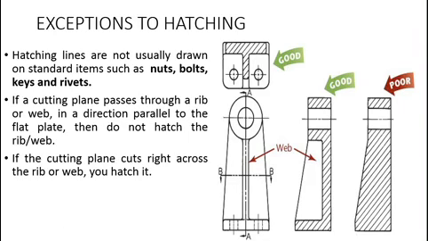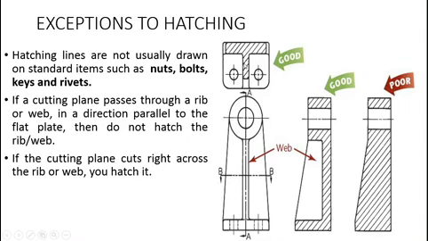Okay, and then another thing is that if the cutting plane cuts right across the rib or a web, then you have to hatch it. Sometimes it is confusing, but you just need to remember these two points. If you are cutting right across the rib, then you have to hatch it. If we check section BB here, we are cutting right across the web, so we are going to hatch it.